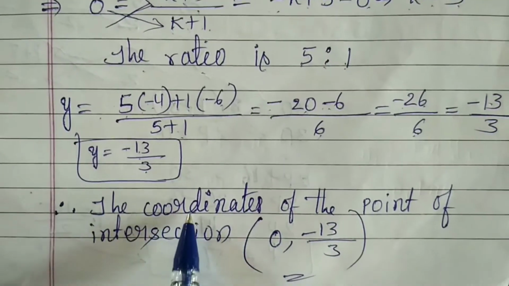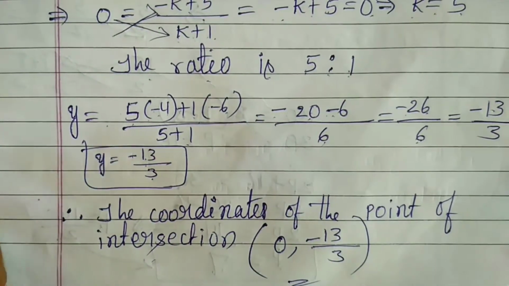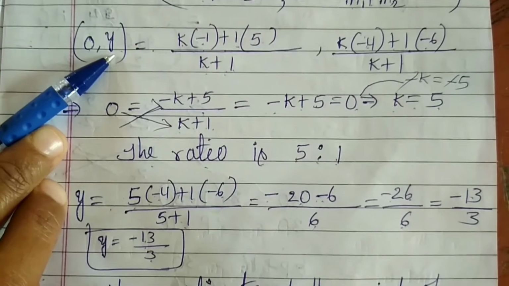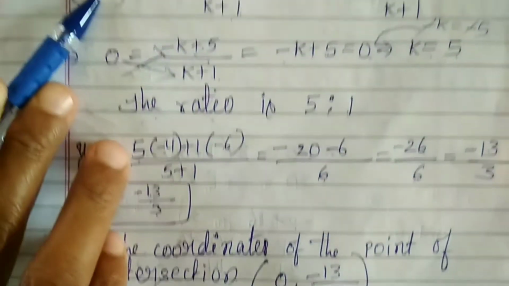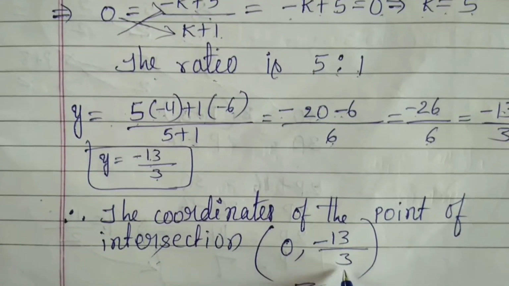Therefore the coordinates of the point of intersection is of the form 0 comma y. 0 comma y, where y is equal to minus 13 divided by 3.